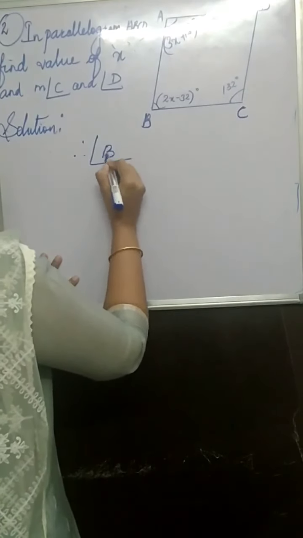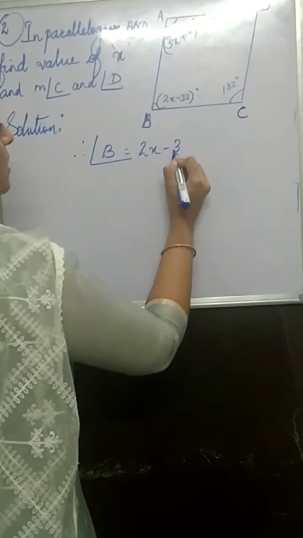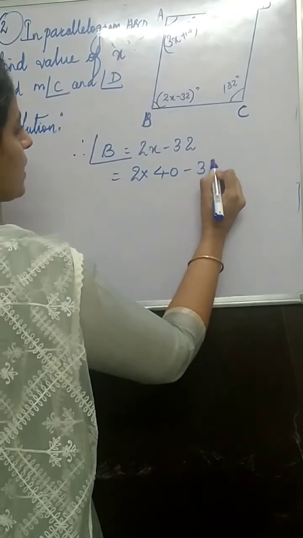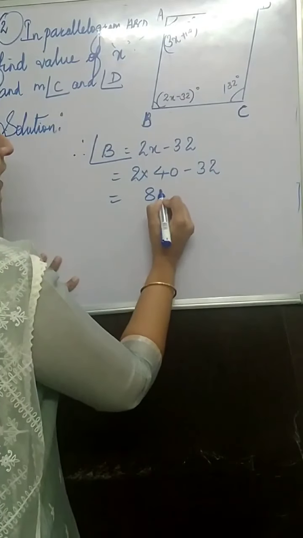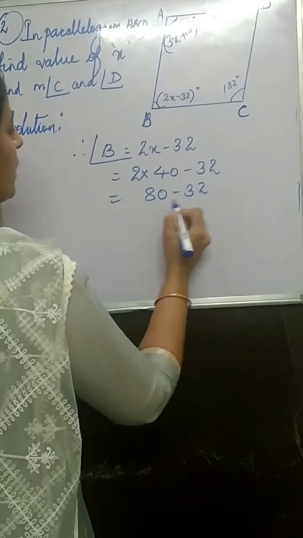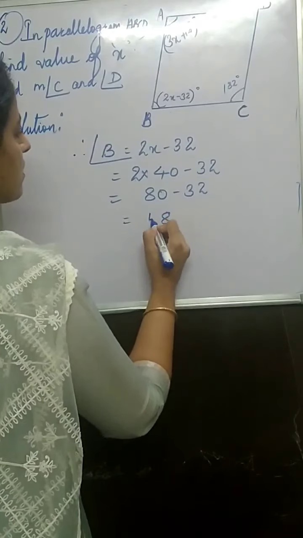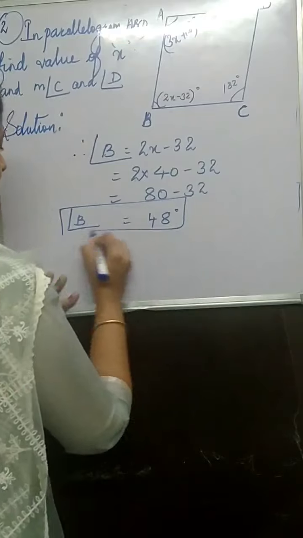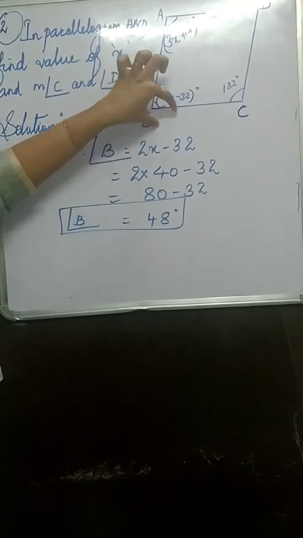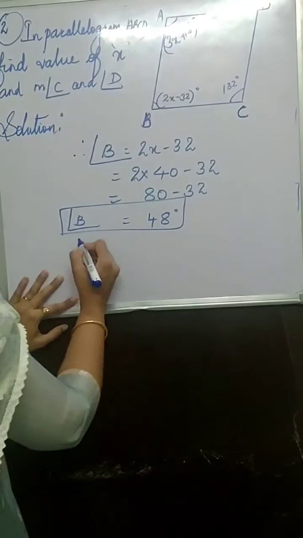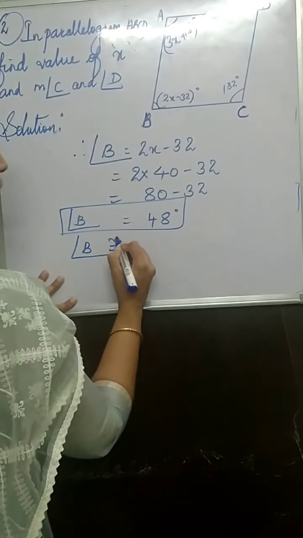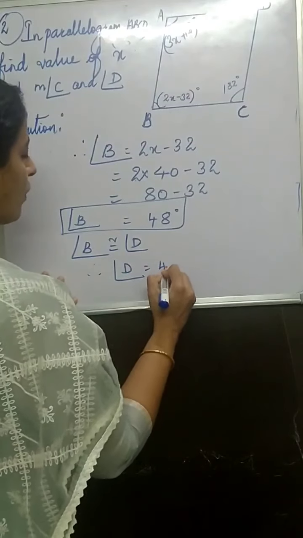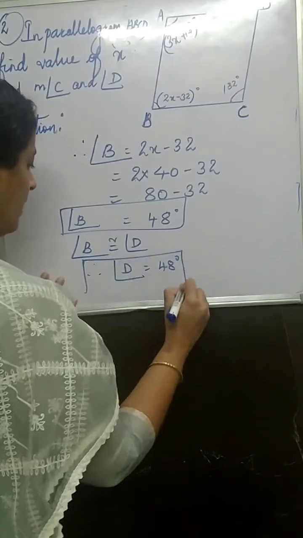Therefore, angle B is equal to 2x minus 32, which is equal to 2 into 40 minus 32. 2 into 40 is 80, minus 32, so angle B is equal to 48 degrees. If angle B is 48, angle D will also be 48, because angle B is congruent to angle D. Therefore, angle D is also 48 degrees.